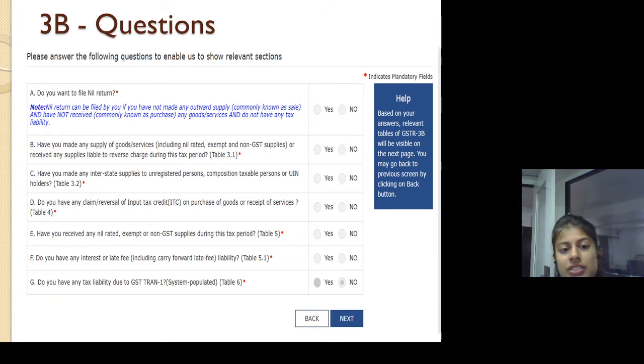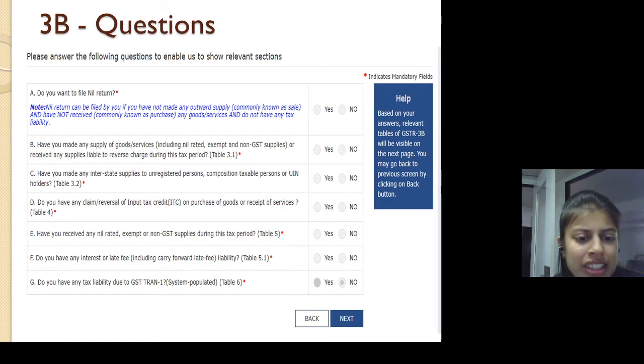Next is, have you made any interstate supplies to unregistered persons, composition taxable persons or UIN holders? See, most probably people do not fill these details, but it's important to fill them, the way I told you, that if it is required by law, do not consider only the tax impact of it. If you are required, then definitely go and file this.